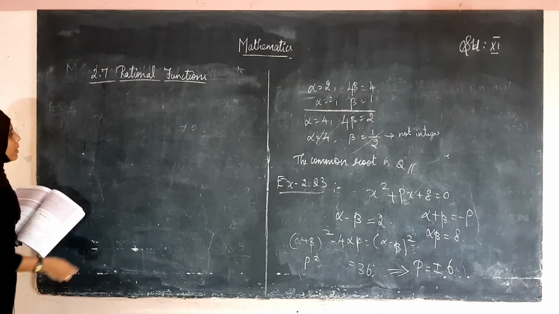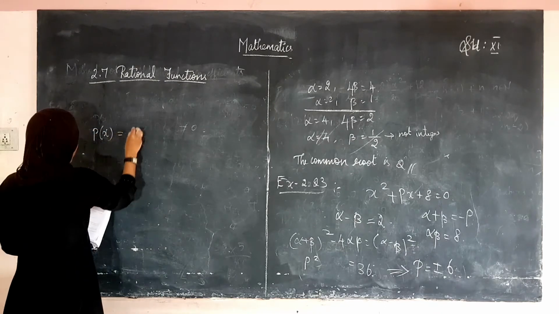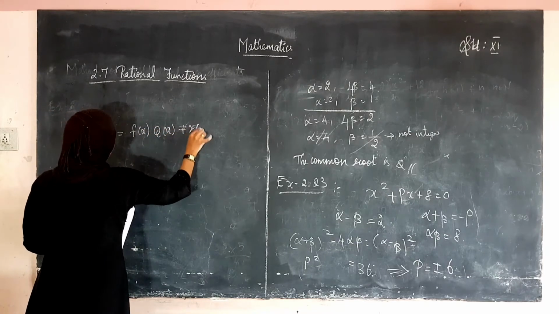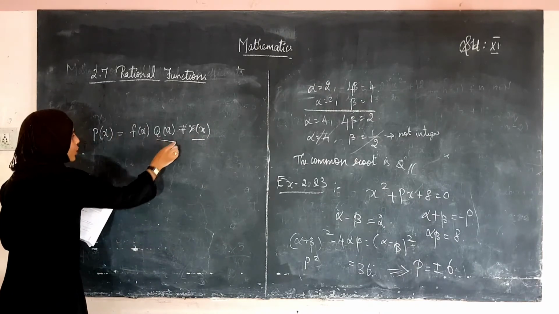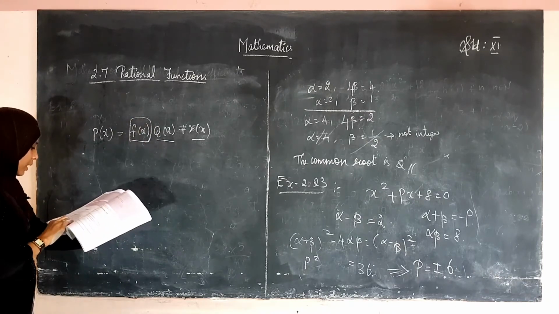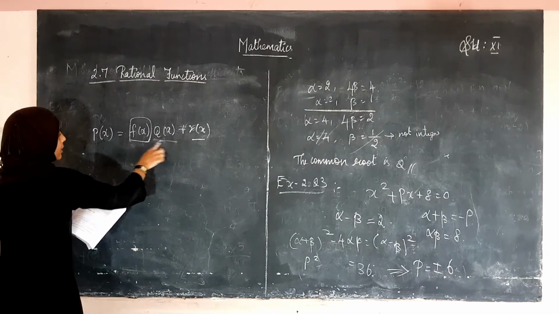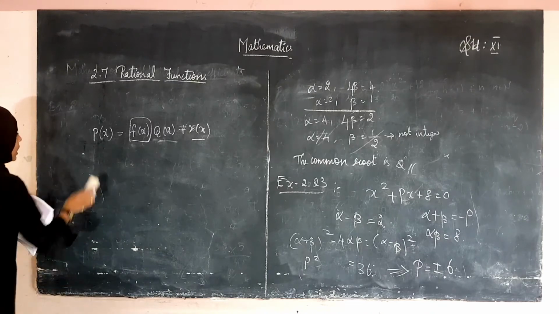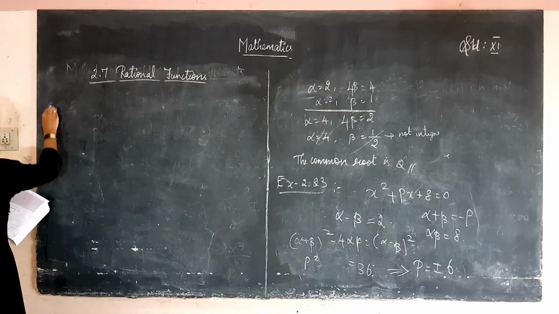Okay, so when factorizing, what happens? P of x divided by q of x: p of x will be equal to f of x into q of x plus r of x. Here, this is the remainder, this is the quotient and this is the dividend. Okay, so this is how we are going to factorize. Now let us see the examples. Example number 2.24.